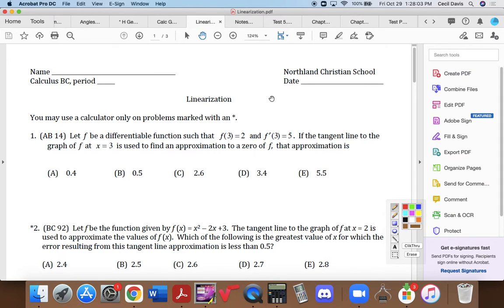Number 8, the equation would be y equals negative 4 plus 5 times parentheses x minus 1. F of 1.2 is approximately negative 3. And the approximation is less than f of 1.2 because f double prime at 0 is positive. Therefore, the tangent line is below f of x at x equals 1.2.